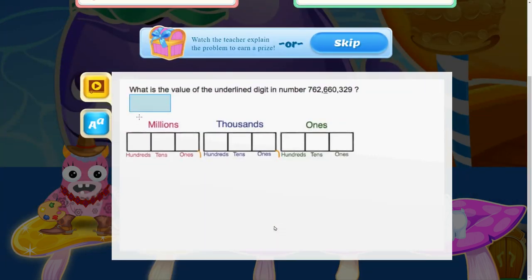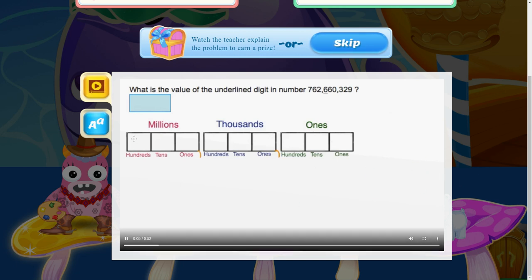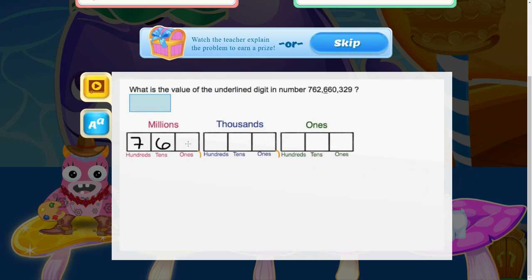To use place value to help us figure out the value of the underlined digit in 762,660,329. So, if we look at our place value chart, we can see that the underlined digit is the 6 in the 100 thousands place.